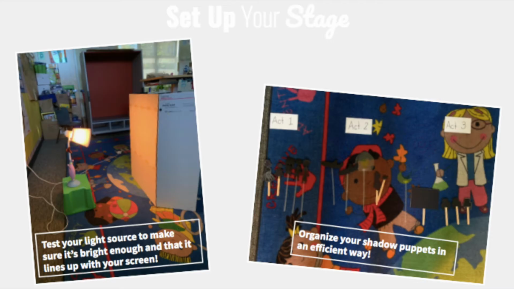Before actually starting your performance, make sure that you have everything set up. So set up your stage by making sure that your light source is bright enough to cast shadows, and also make sure that it's up high enough so that it aligns with your screen. Mrs. Cadenasso and I also took a few minutes to organize our shadow puppets. We organized them by act. So all of the puppets we needed in Act 1 were organized with the other puppets from Act 1, and so on. Make sure that you organize all of your materials in a system that works well for you.